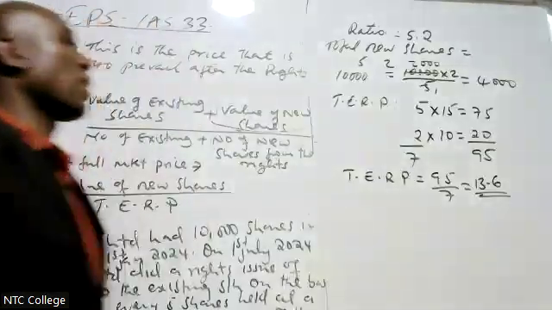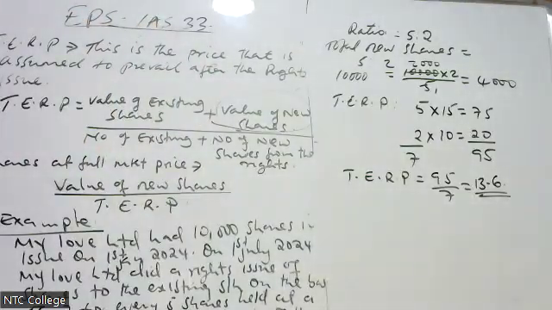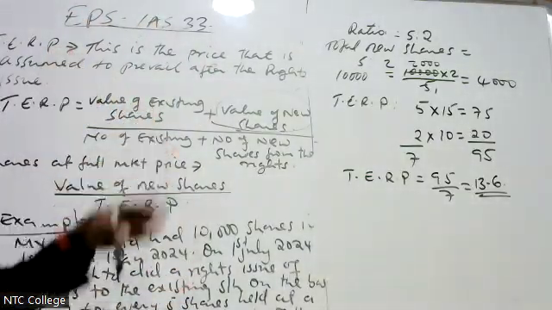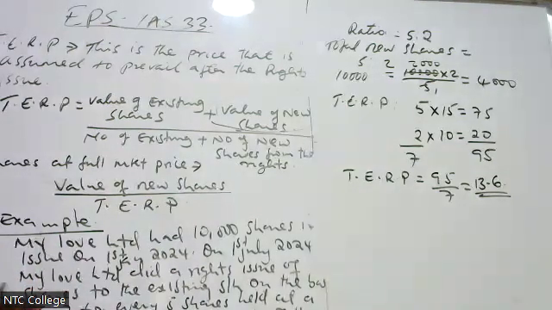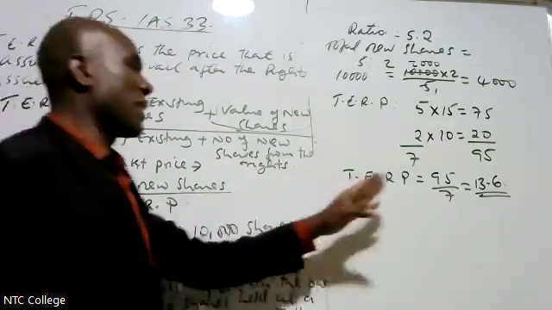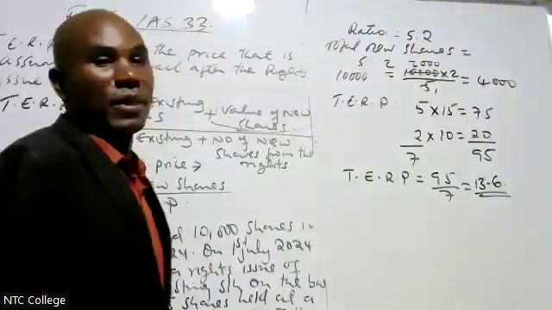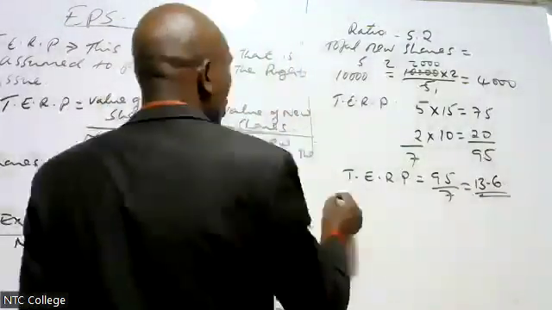13.6, that is my theoretical ex-rights price. Now my price has changed from 15 to 13.6. It has come down because I issued shares at shillings 10. Therefore, once I get this theoretical ex-rights price, I come to compute shares at full market price.